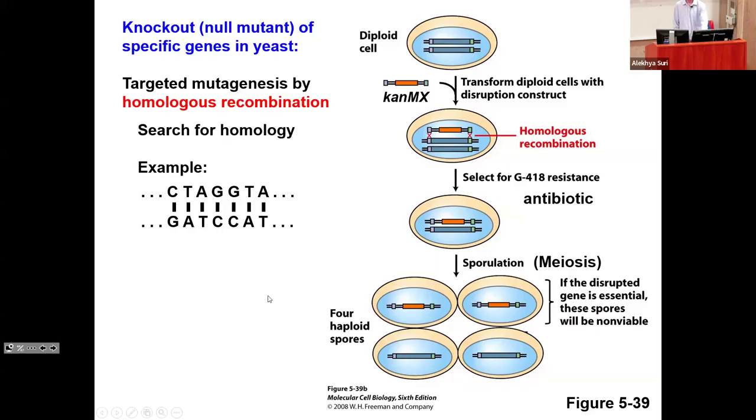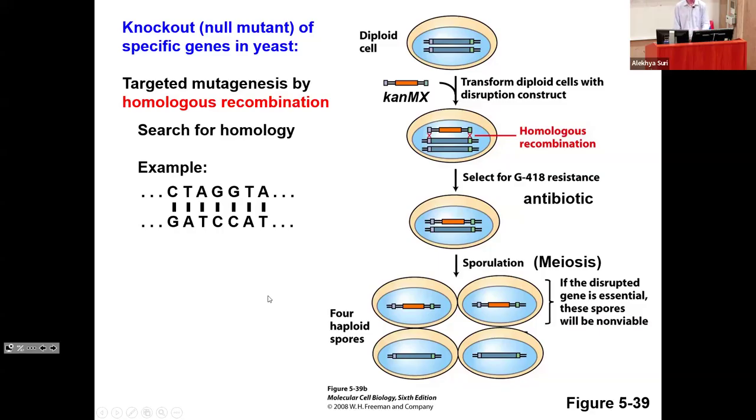And this is just for yeast. You can go from diploid cells and produce haploid cells, then see whether the haploid cells grow or not, because now you have just one copy. If they do not grow, you know the gene knockout is affecting an essential gene. If it's not essential, the knockout cells will grow. This principle is also used for gene knockout in mammalian cells.